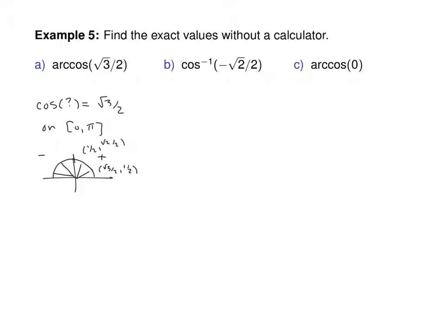Okay. So if we're looking at the cosine, we're looking at the x values, right? And this is saying which angle gives me the x of root 3 over 2? Pi over 6.